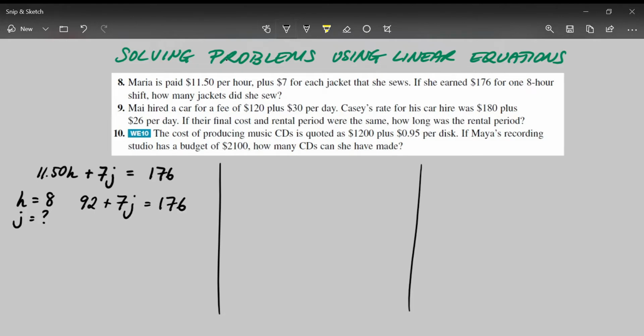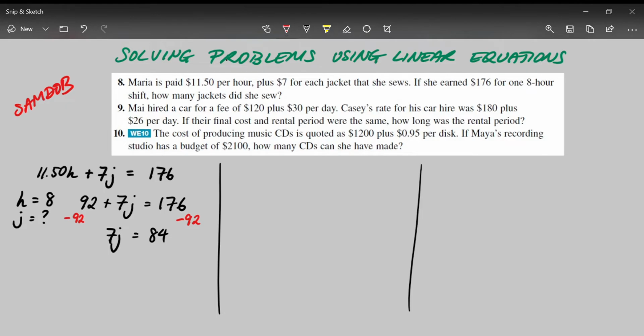As I'm hoping you're keeping up to date with the previous exercises, if we want to solve for J, we're going to follow SAMDOB. The first couple of steps are subtraction or addition before we do the multiplication or division. So we've got a 92 and a 7 to eliminate on the left hand side to isolate J. We're going to take away 92 from both sides, and that leaves us with 7J is equal to 84.